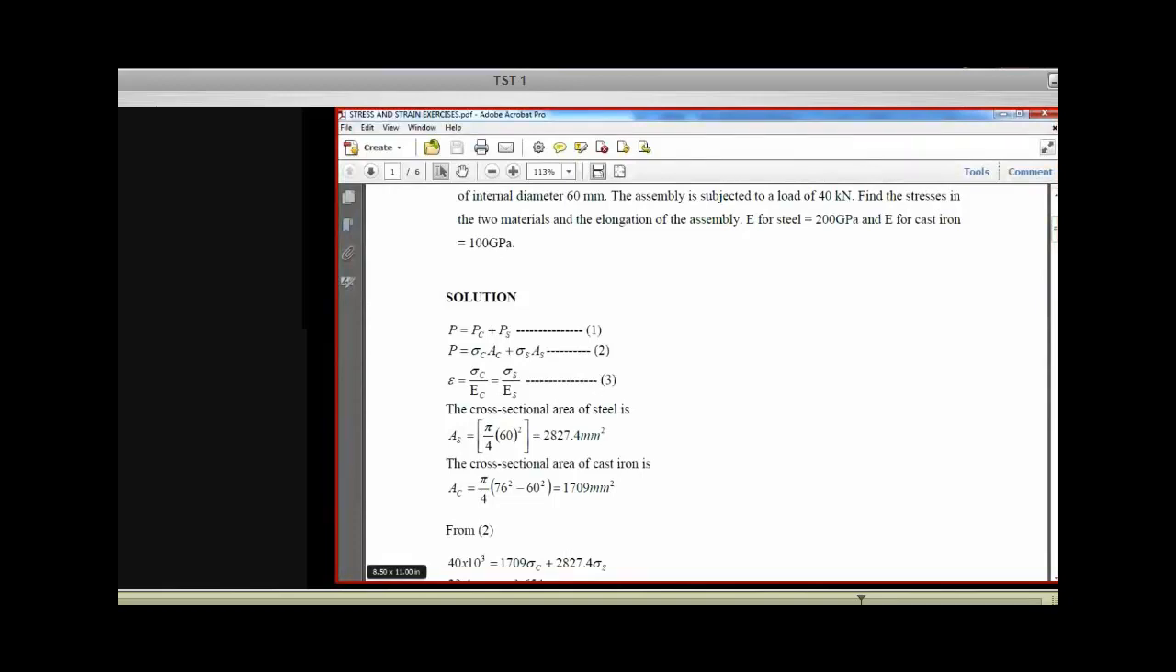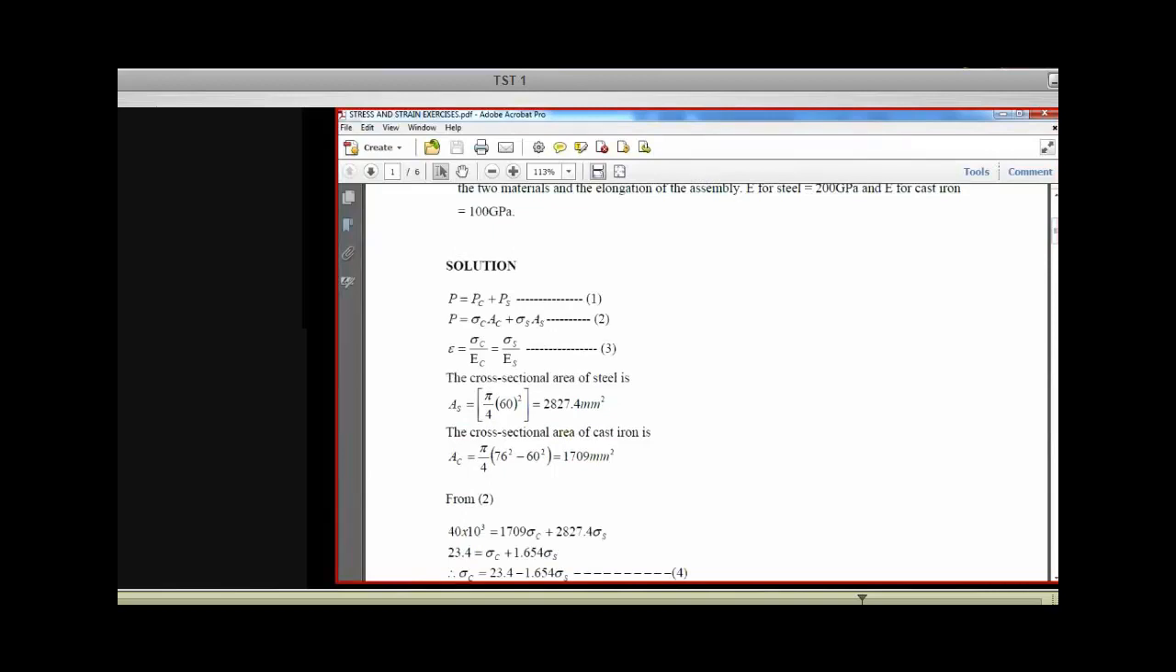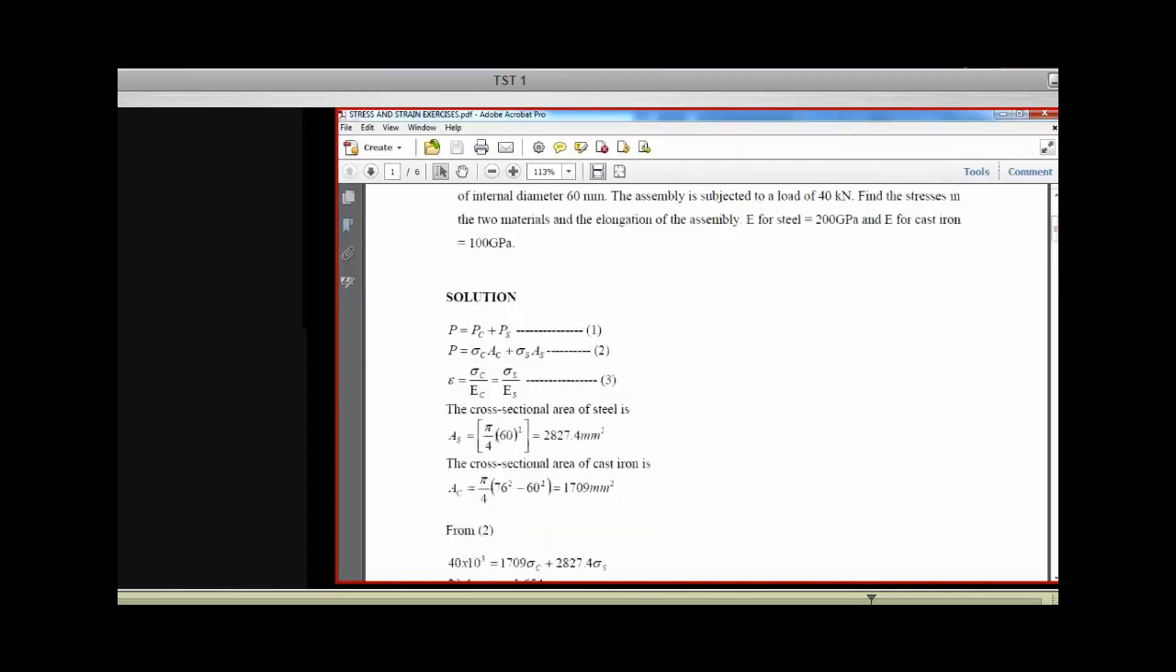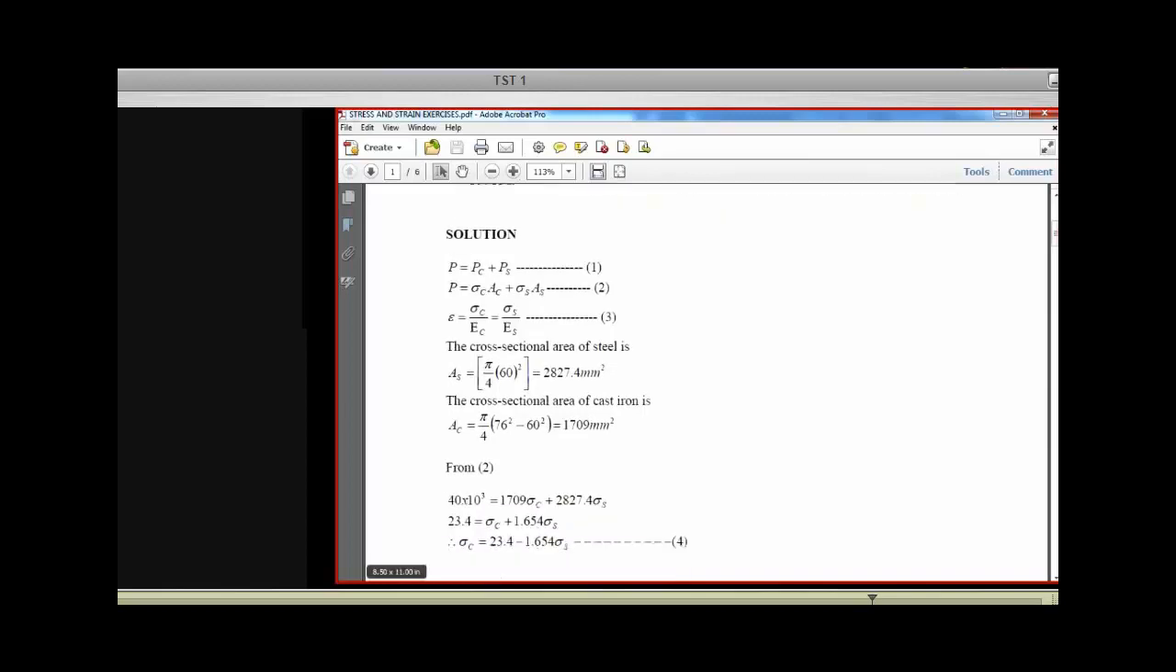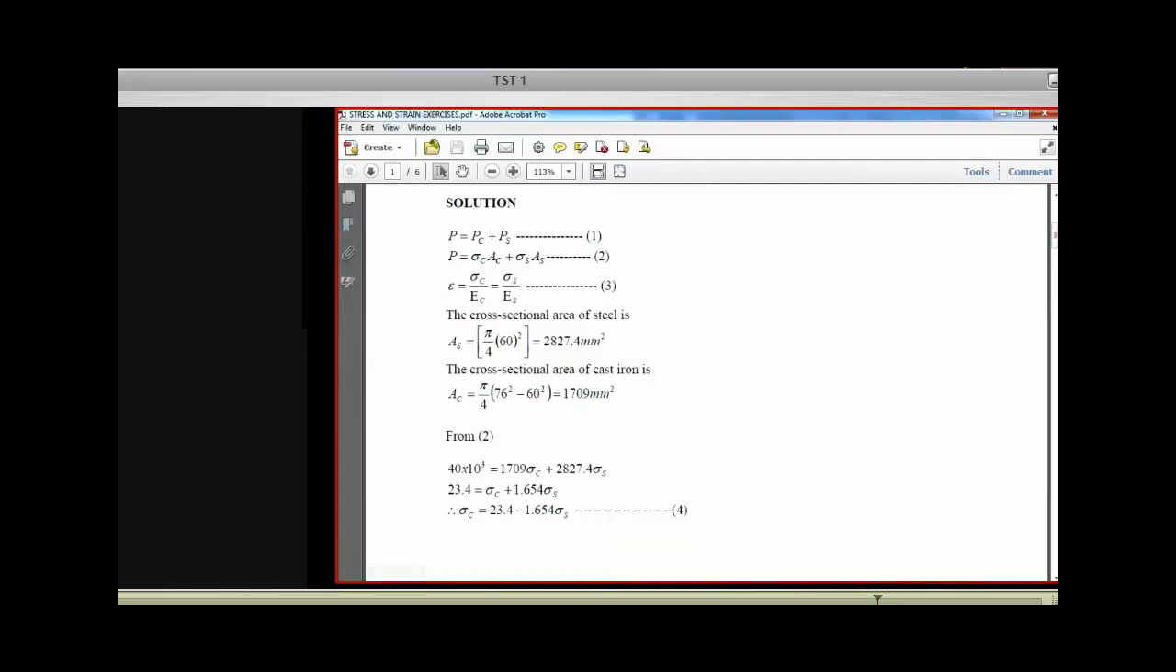So to get the total area of the cast iron, it is the total area, pi d squared over 4, minus the area of that space that the steel is taking. So in that, we have the total area of the cast iron. Now that we know the area and the total load has been given to be 40, we can apply equation 2, whereby you have the total load equals the area of cast iron multiplied by the stress of cast iron plus the area of the steel multiplied by the stress of the steel. This gives us an equation, and we can name it equation 4, such that we have the stress of cast iron and the stress of steel as the unknowns.